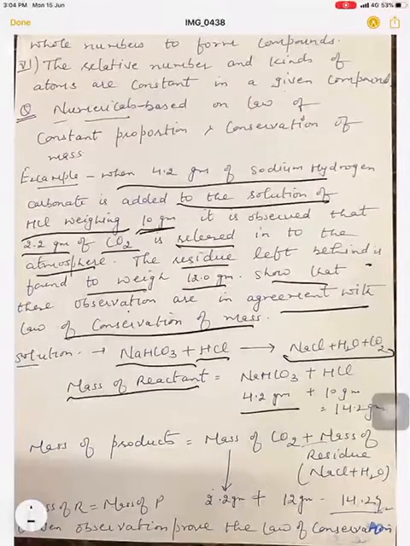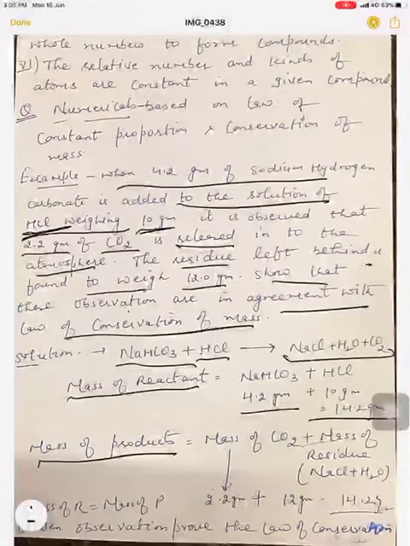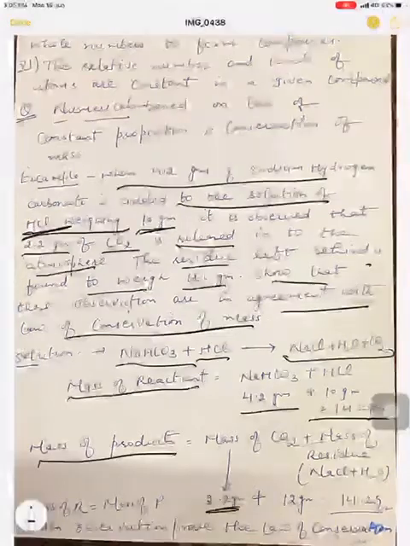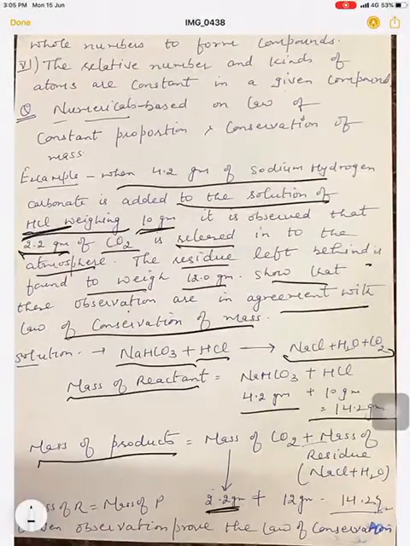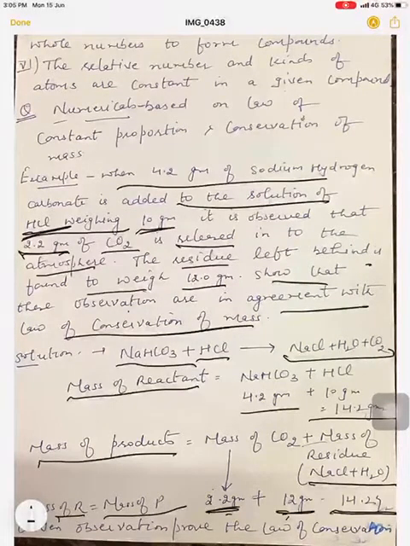The mass of HCl is also given to you, that is 10 grams. The total mass of the reactant is 14.2 gram. Now come to the mass of product. In the product there is NaCl, water and carbon dioxide. The mass of carbon dioxide is given to you, 2.2 gram, and the residue which contains NaCl and water is 12 gram. So the total mass of the product is 14.2 gram. So you can see the mass of reactant is equal to the mass of product. So this observation proves the law of conservation of mass.